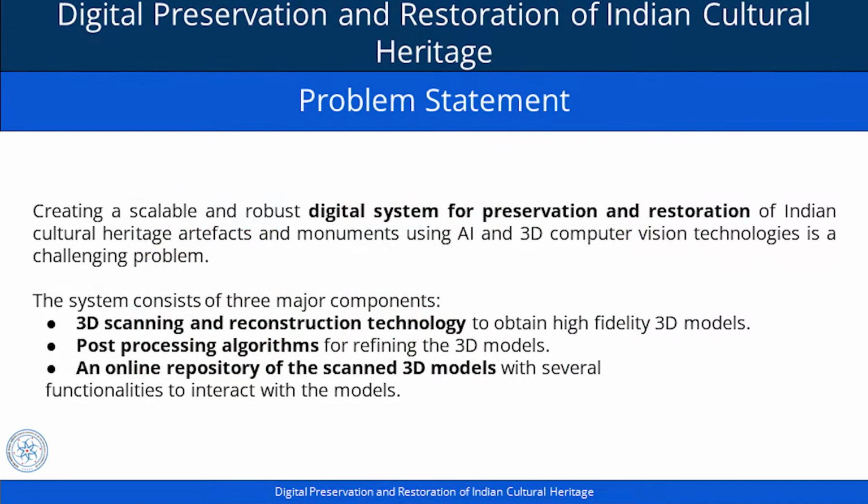And in this project, the main problem we address is restoring cultural heritage artifacts using AI and computer vision, 3D computer vision technologies. So the three main steps involved in the project are the 3D scanning and processing technology and some post-processing algorithms which we use, and also some of the AI tools which we use to restore the monuments and display them in the 3D web. So there are three main baskets of things involved in this project.